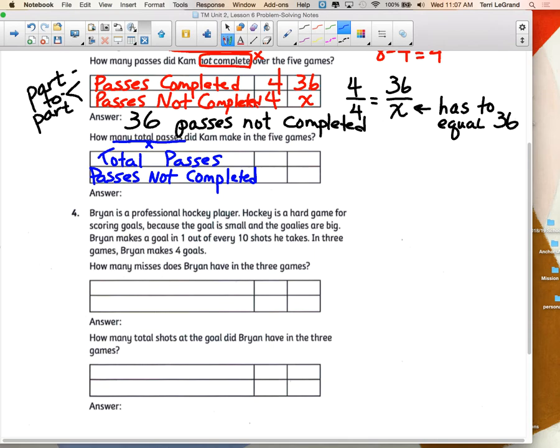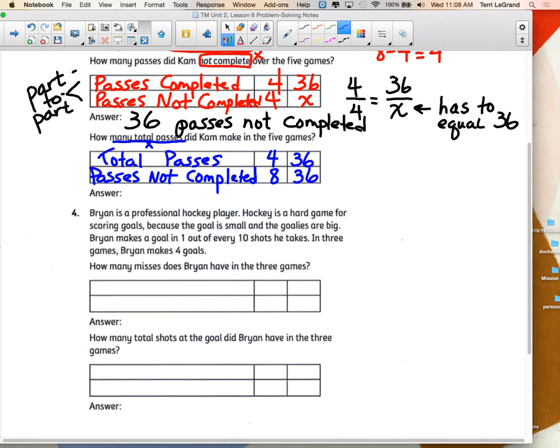Yes, ma'am? Oh, wait a minute. Okay, we got to stop and see what she's comparing here. For what are these? What's that representing again? Passes that were completed, or we also found out there were 4 that were not completed, right? So it could be either of those. What's it in the row for though?